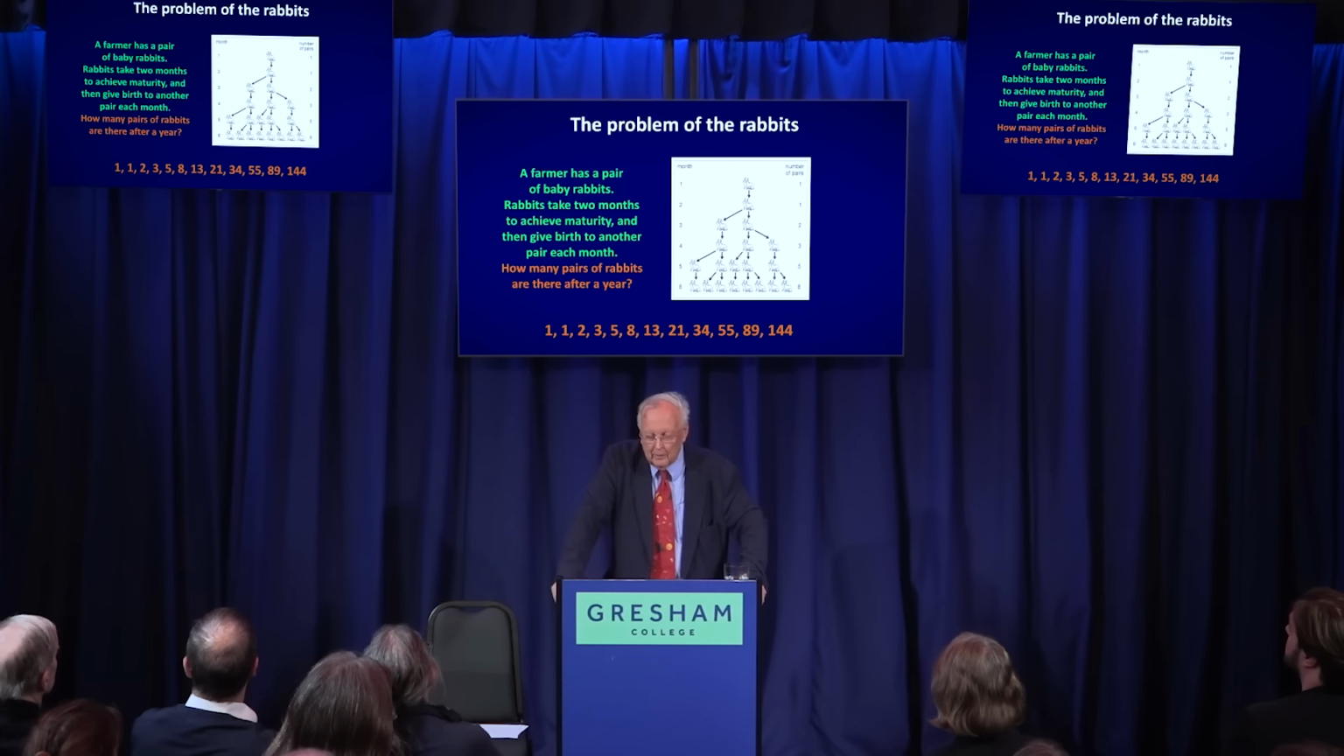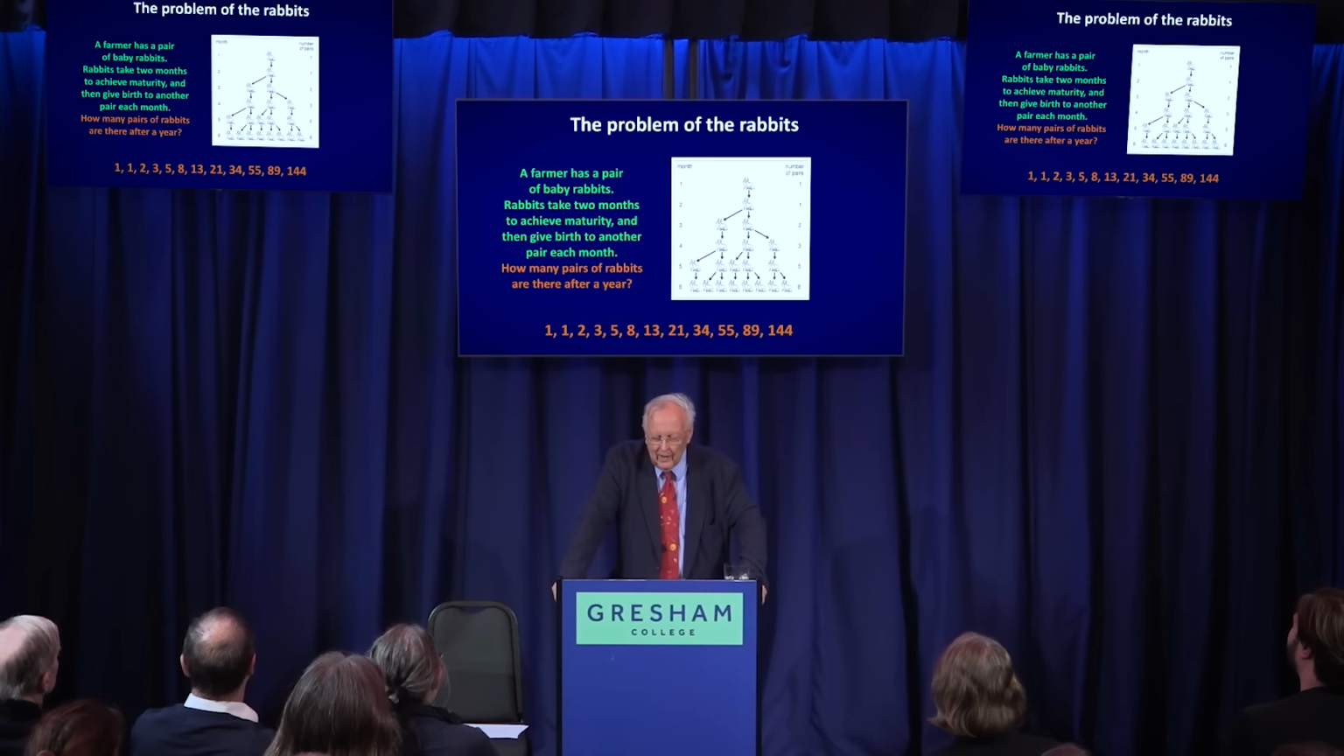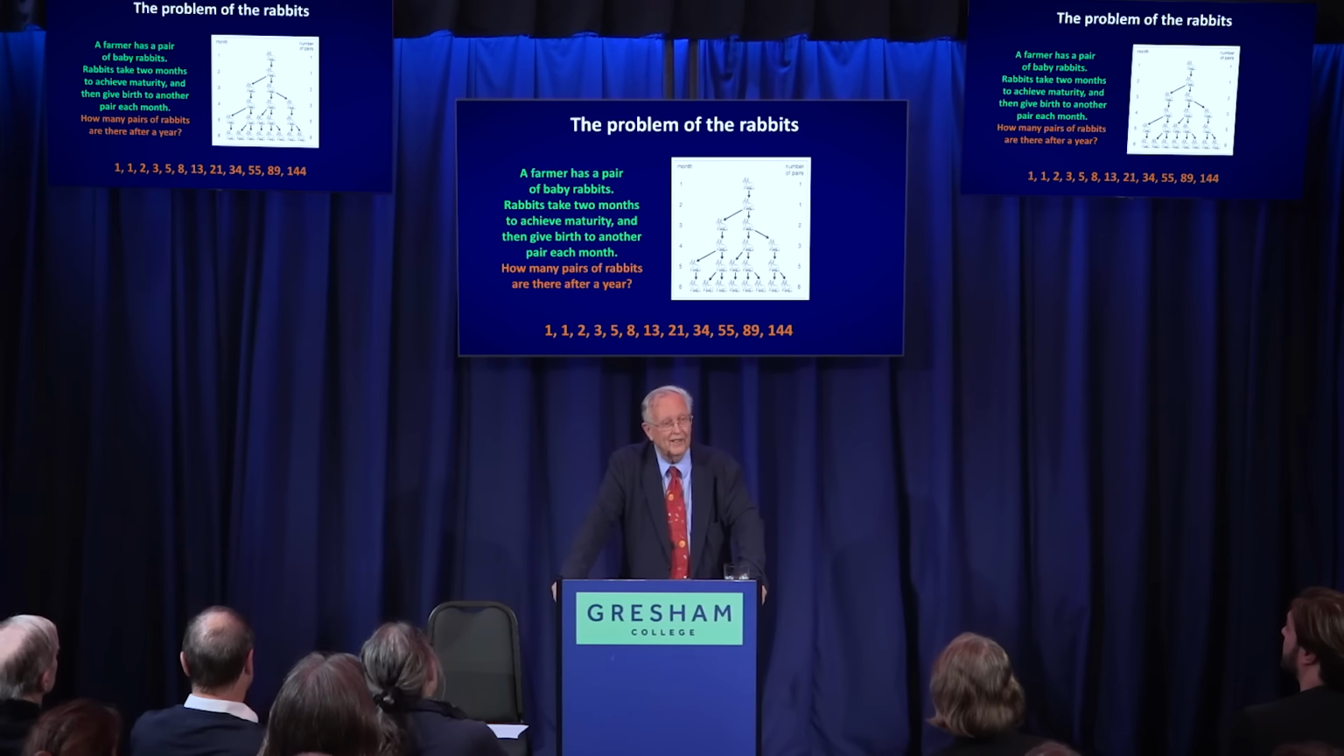A farmer has a pair of baby rabbits. Rabbits take 2 months to achieve maturity and then give birth to another pair each month. How many pairs of rabbits are there after a year? What you might call a hair-raising problem. As you can see, the numbers of pairs after successive months are the Fibonacci numbers. In fact, it's as easy as 1, 1, 2, 3. Interestingly, Fibonacci seems to have had no particular interest in this problem, and it did not achieve its popularity until the 19th century.